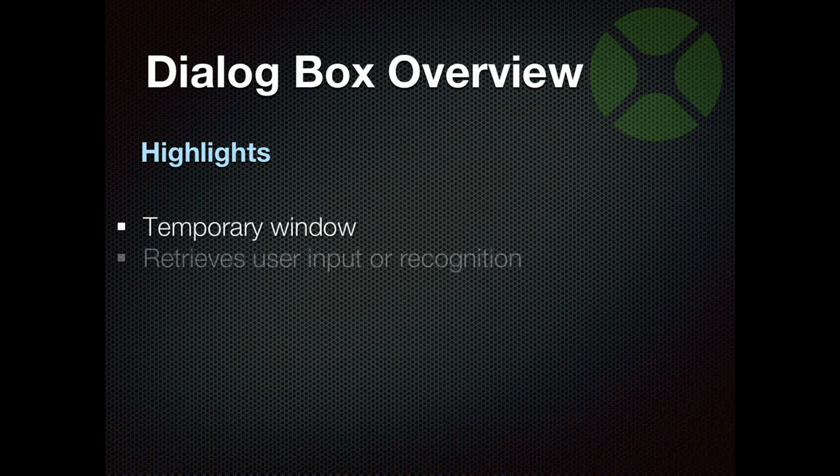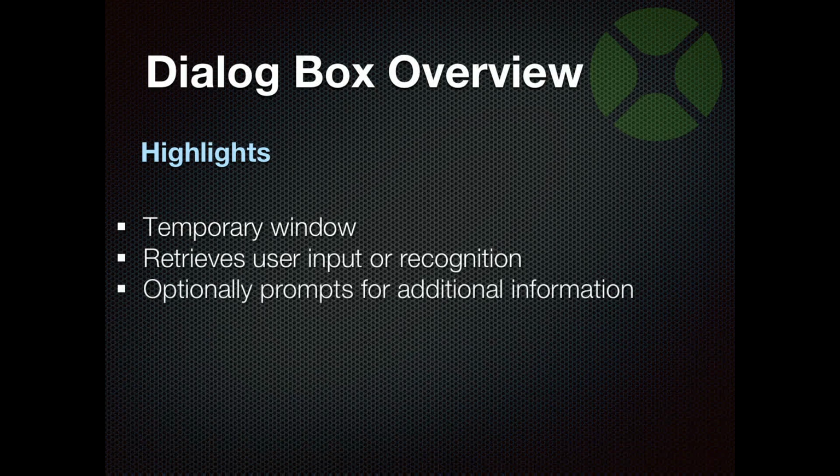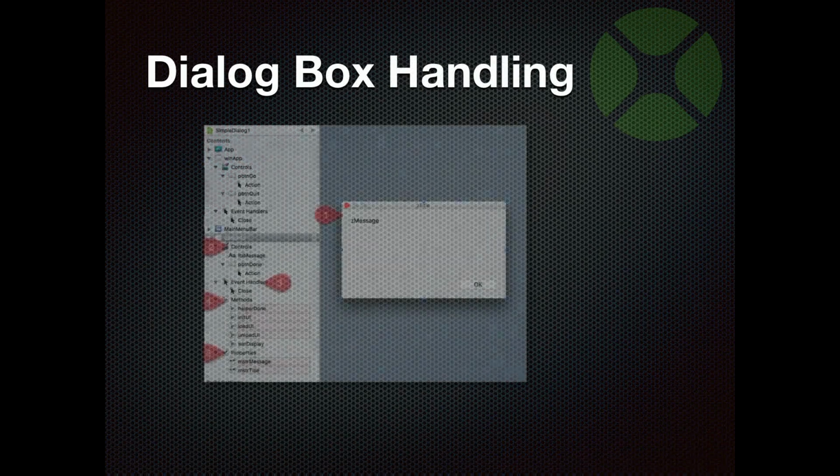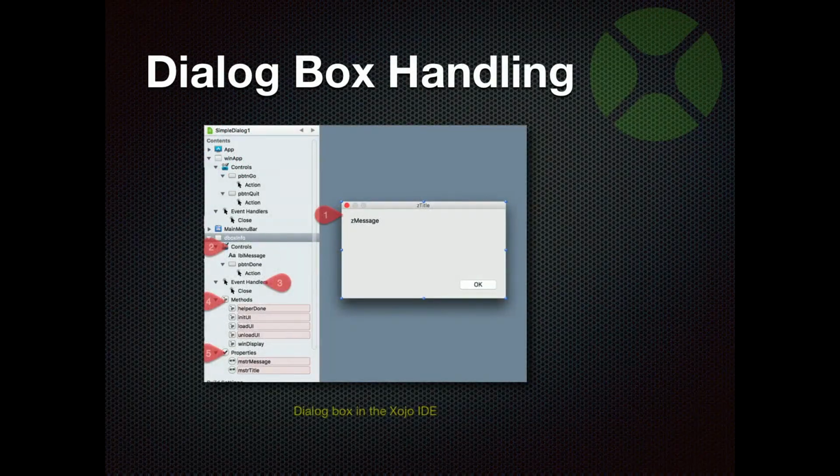Okay, so we'll do this session now, and then in the second one, the advanced topics. So the essentials. This is our step 1. From a highlights view, a dialog box is a temporary window. It retrieves user input as well as presenting information to the user, optionally prompts for additional information, and there are 3 basic types: the modal, system modal, and modeless, in terms of how dialog boxes can be instantiated.